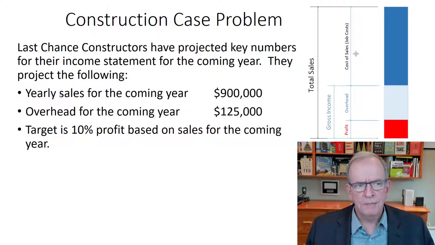In this particular case, Last Chance Constructors have yearly sales for the upcoming year of $900,000. They have overhead for the upcoming year of $125,000.